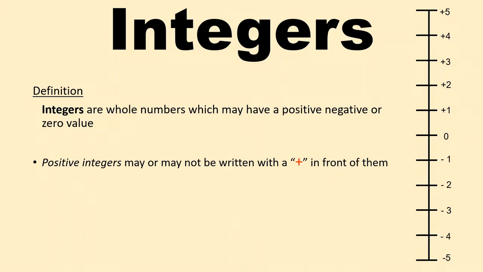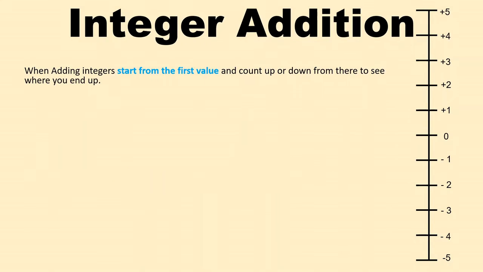Positive integers may or may not be written with a plus sign in front of them. On this number line, to make it clear, I have put the plus signs, but negative integers must always have the negative sign in front of them. And as you see on my number line, all of the values below 0 have a minus sign in front of them. When adding integers, we start from the first value, and then we count up or down from there. So we're never going to change the sign of the value we're starting with.